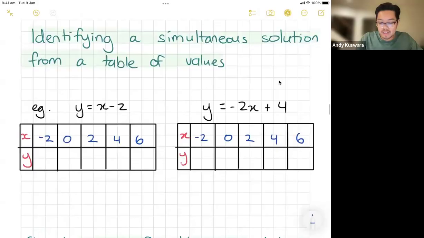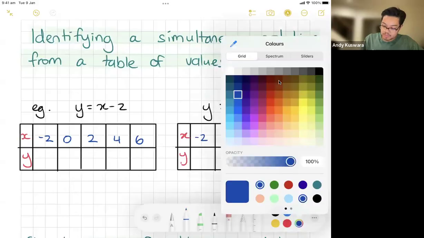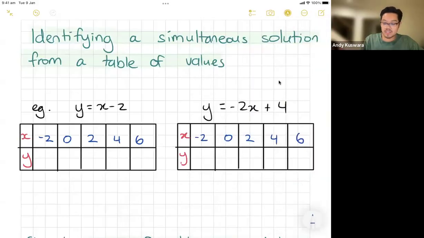Now, there's a couple of things that you'll need to do. You can identify a simultaneous solution from a table of values. If we're doing a table of values, you'll fill out the table first. We've got the x values done for you, but now you just fill in the y values. For y equals x minus 2, this one would be minus 4, minus 2, 0, 2, 4.